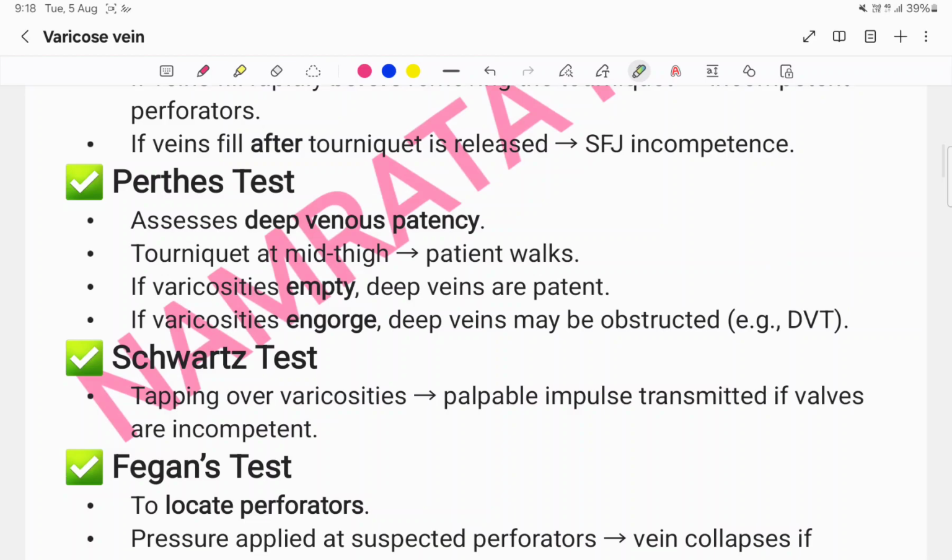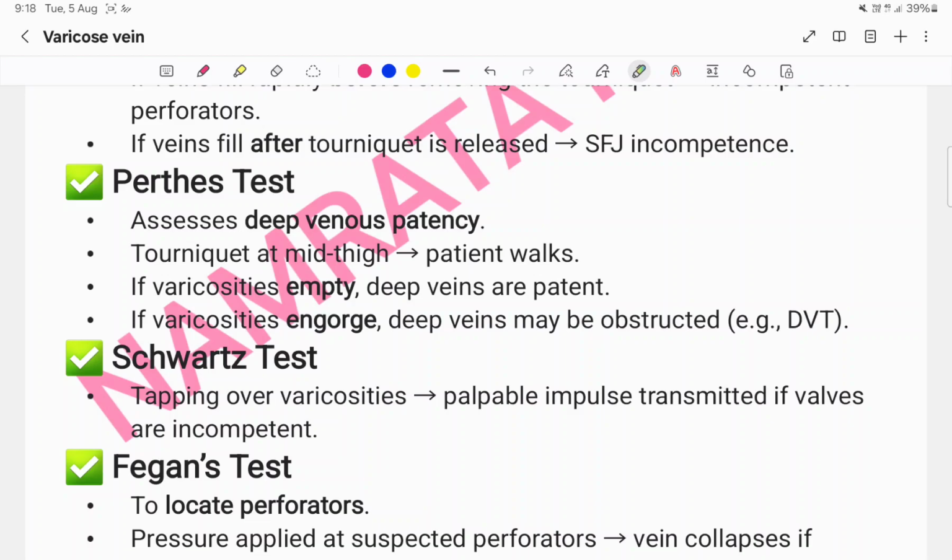In Perthes test, we apply a tourniquet in the mid thigh. It occludes the saphenofemoral junction. Now, the patient is asked to walk. If the varicosity is emptied, then it means due to walking, the calf muscle has pumped and the blood has gone from the superficial vein to the deep vein, and the perforators are competent, and the deep venous system is also patent. That indicates there is no DVT or occlusion in the deep vein.